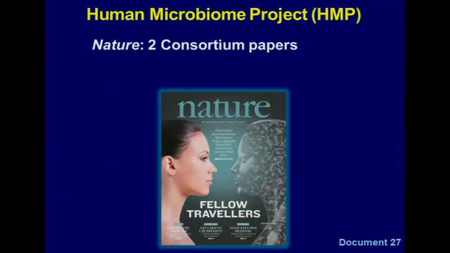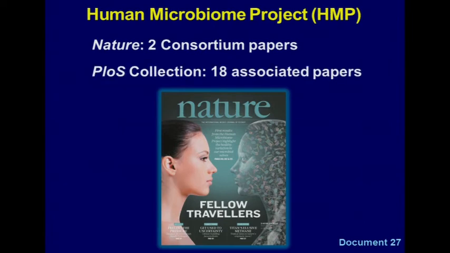Moving on to the Human Microbiome Project, the Human Microbiome Project reached an important milestone similar to what ENCODE had last week, with a flurry of publications. In their case, these publications happened in June. Particularly, Nature published 2 major consortium papers and featured this on their cover, shown here. And at the same time, 18 associated papers came out as an open access PLOS collection. Among the findings reported, researchers were surprised to discover that the distribution of microbial metabolic activities matters more than the species of microbes providing them.